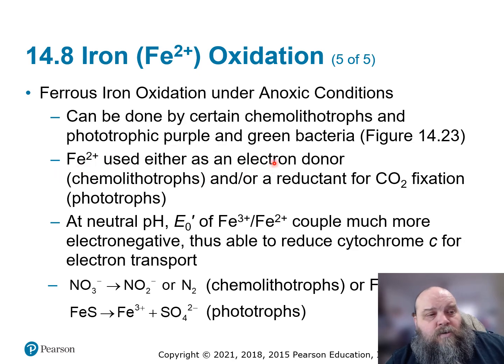Fe2+ is used as either the electron donor or some form of reductant for CO2 fixation. So it's either going to go Fe2+ to Fe3+, kicking off the electron like we've seen in the previous couple of slides, or during the process of CO2 fixation, there is going to be an iron giving up or accepting an electron as a means of allowing for CO2 to be joined together to form a C2, C3 carbon chain.